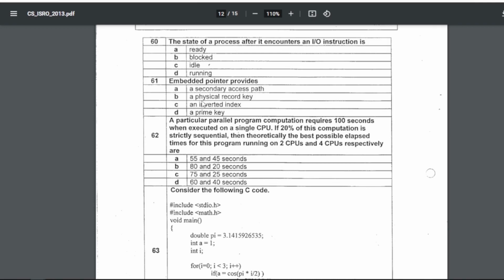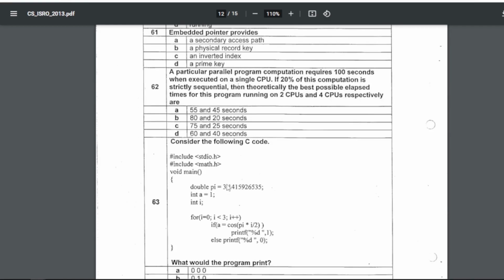Now the next question is question number 62. A particular parallel program computation requires 100 seconds when executed on a single CPU. If 20% of the computation is strictly sequential, then theoretically the best possible elapsed time for this program running on 2 CPUs and 4 CPUs respectively is what? So in that case for 62 our answer will be D, that is 60 and 40 seconds.